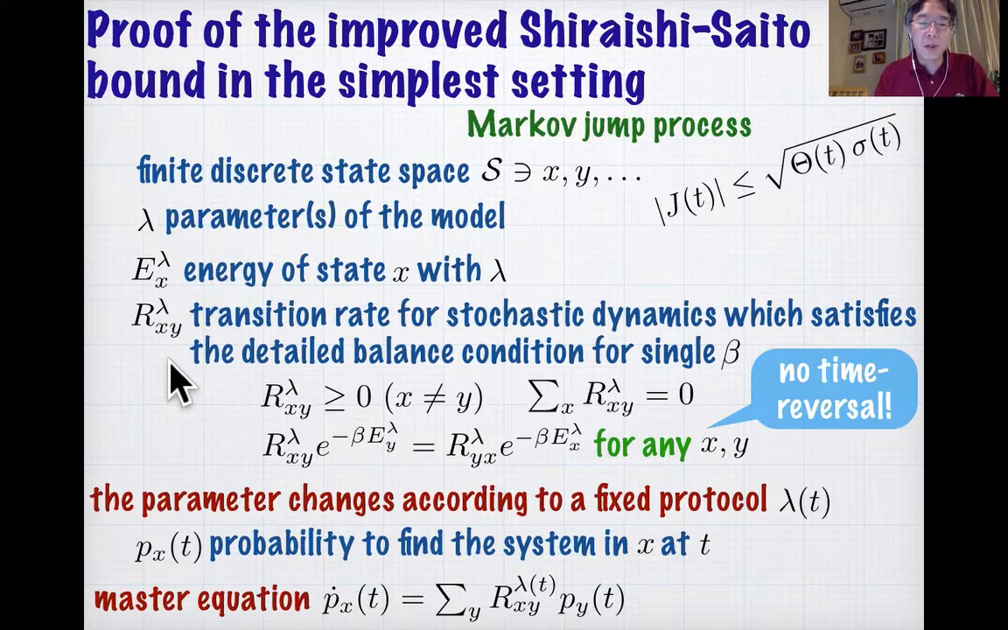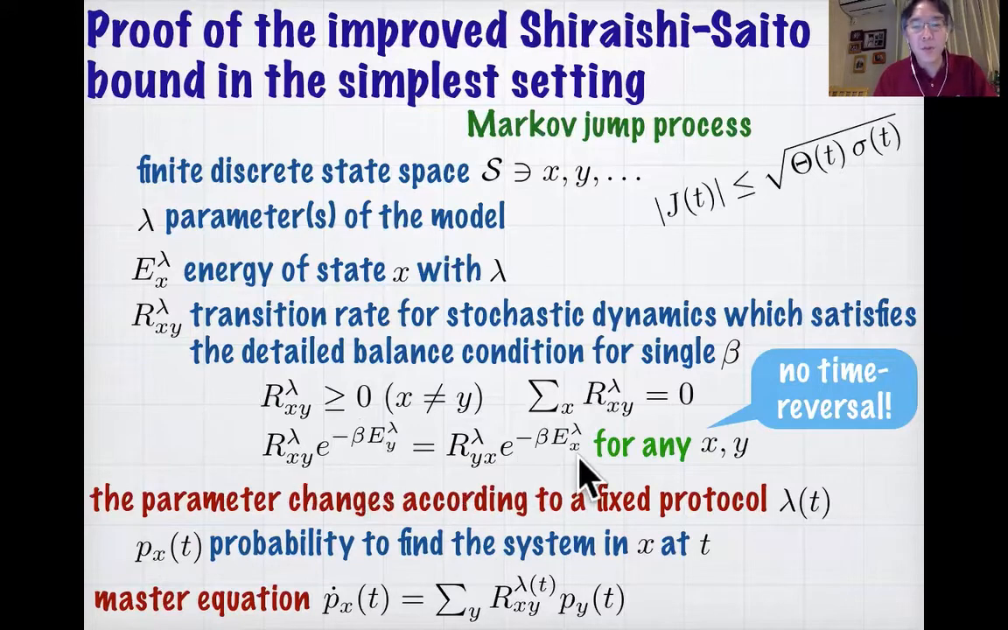And I want to describe stochastic process, Markov jump process. This is a master equation. So in order to do that, we need transition rate, R lambda of x, y. And this satisfies the usual condition that this is negative when x and y, the two states are different. And if you sum over the first one, you get 0. Okay. And in addition, I assume that this R satisfies the detail balance condition with respect to the canonical distribution at a single temperature beta. Okay. And this is the relation.